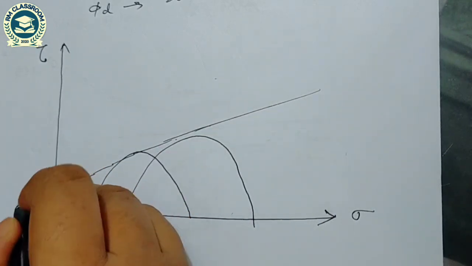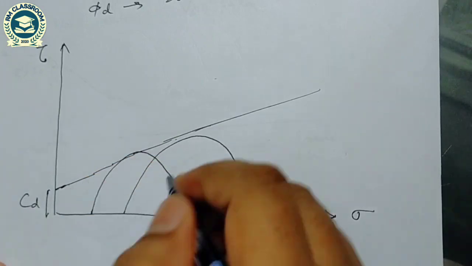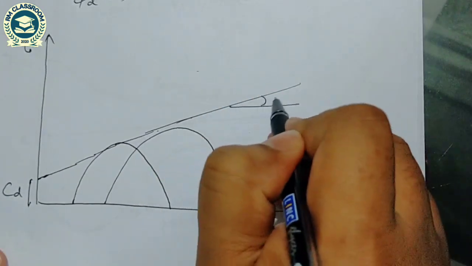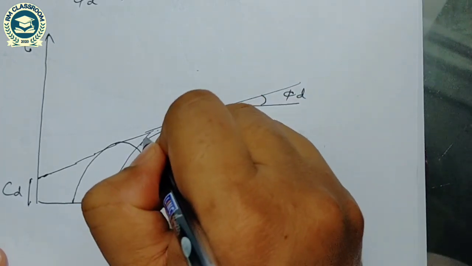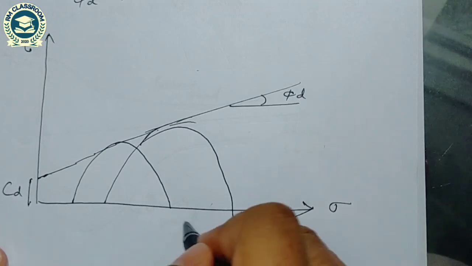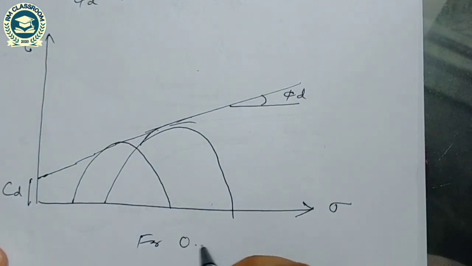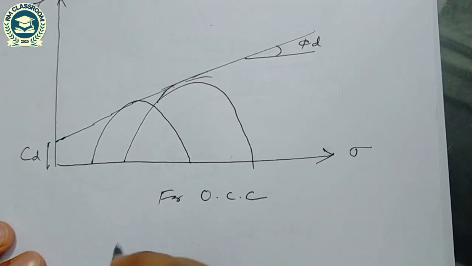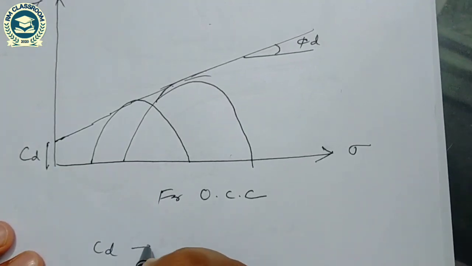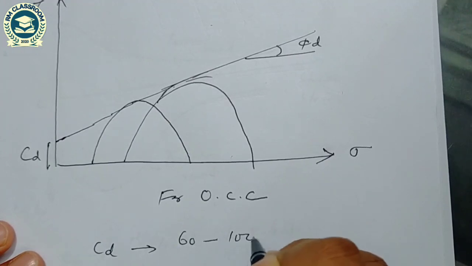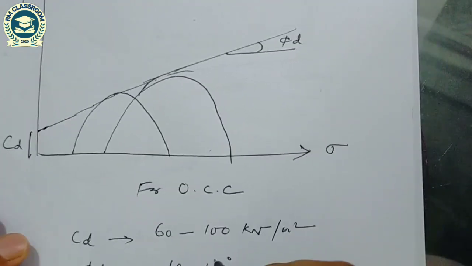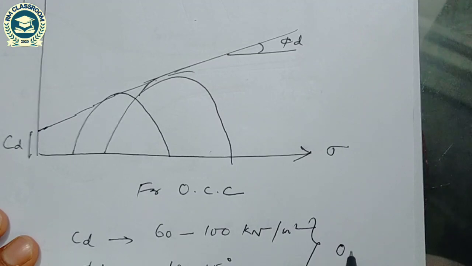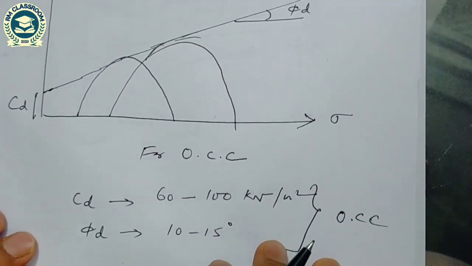So this intercept will give the cohesion, drained cohesion, and slope of this common tangent will give drained angle of internal friction. And this is for over consolidated clay. And the value of CD, drained cohesion, is 6200 kilonewton per meter square, and drained angle of internal friction is 10 to 15 degree for over consolidated clay.